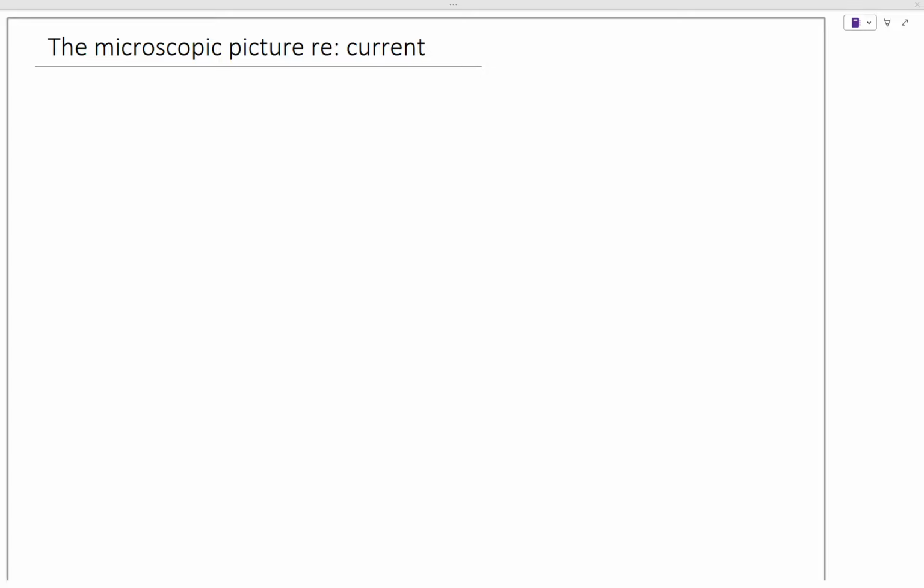Hi, so the purpose of this video is to get into the microscopic picture regarding current. So basically what's happening with electrons when we're talking about current. And to read more about this, you should see section 25.8, so C.